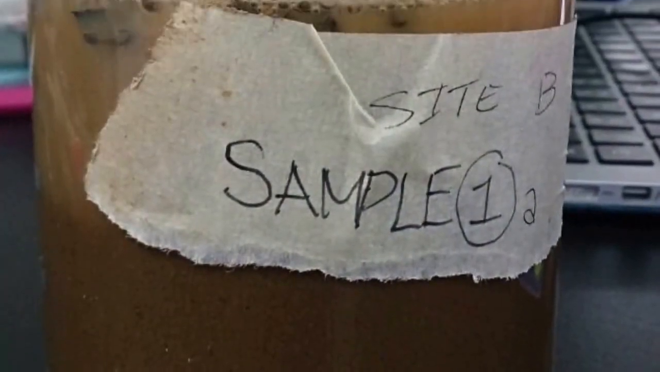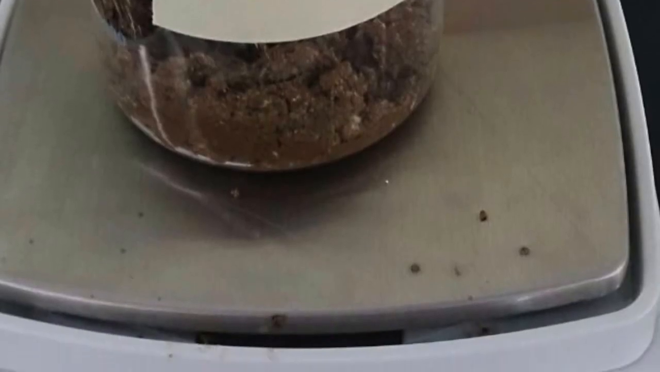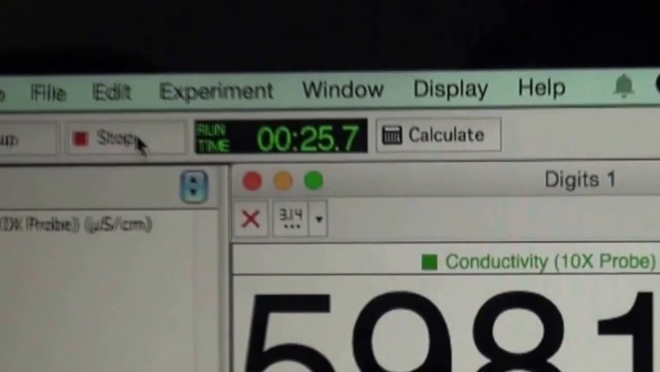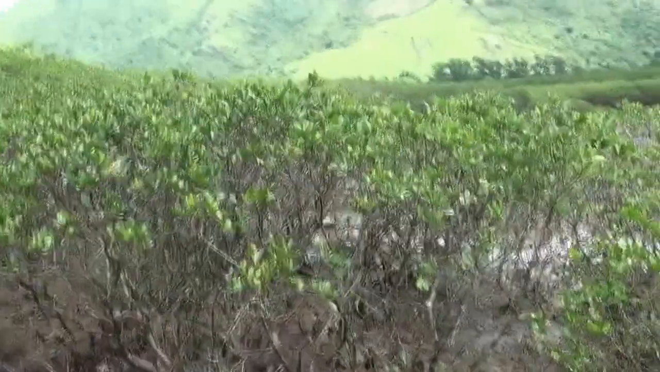As the water passes the mangroves, the salinity of the seawater decreases, and the areas closest to the shoreline should have lower conductivity as the salt has been absorbed by the mangroves. According to the results from Site A and Site B, the conductivity of the soil increases as the distance away from the shore increases.